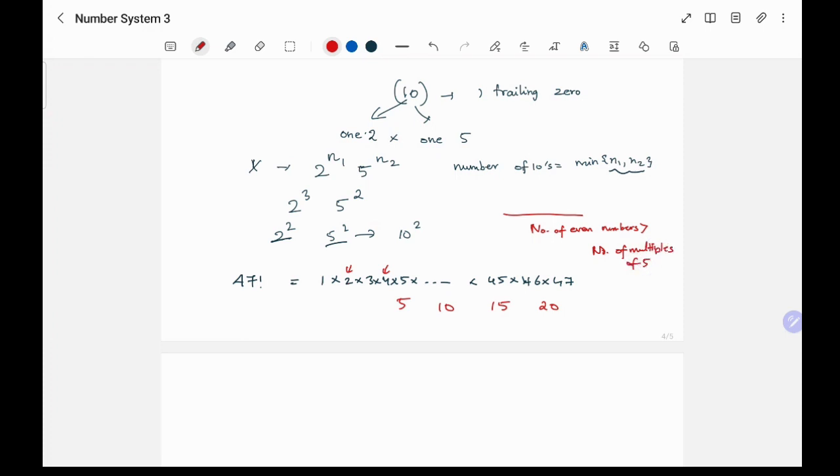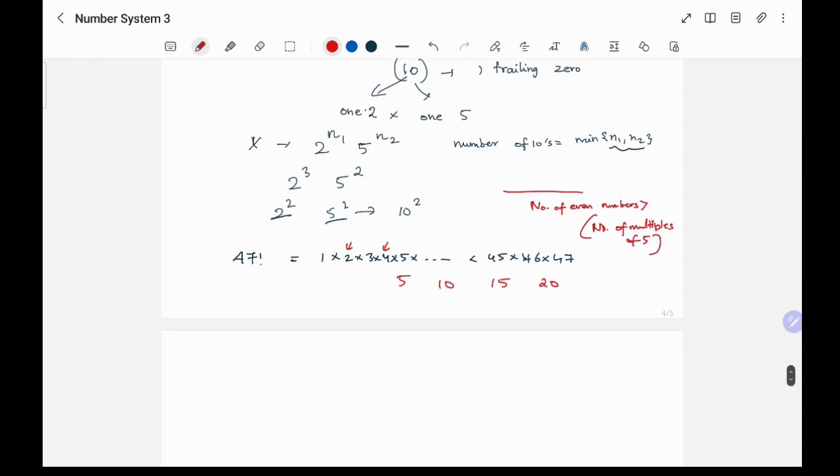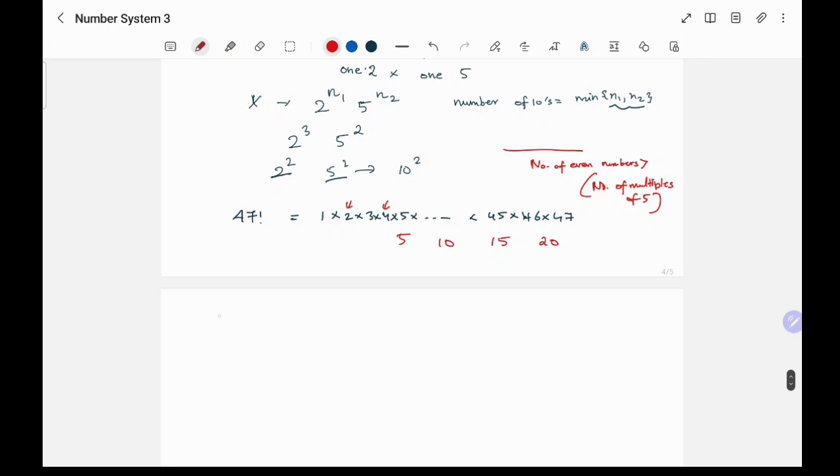This is only true for consecutive natural numbers. Consecutive meaning one after the other, 1, 2, 3, 4, 5, that way. So it is only sufficient to find the number of multiples of 5. Now let's check 5, 10, 15, 20, 25, 30, 35, 40, 45. After that, 50 is not present in 47 factorial.